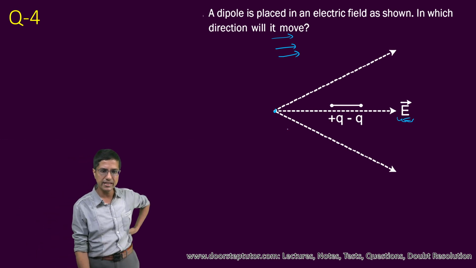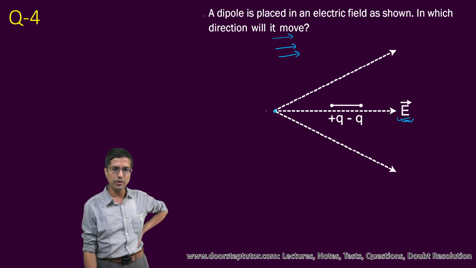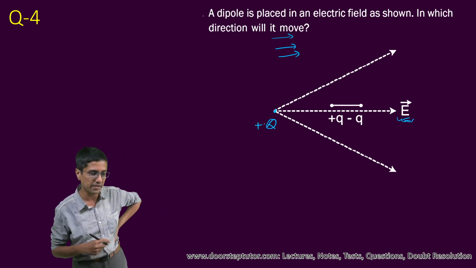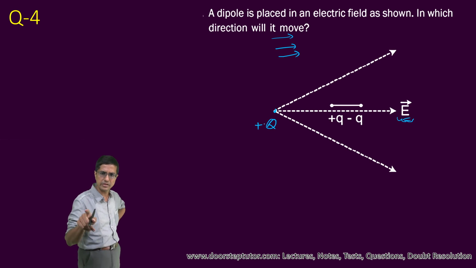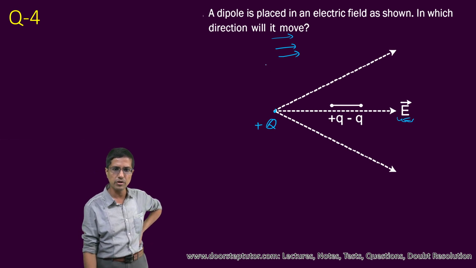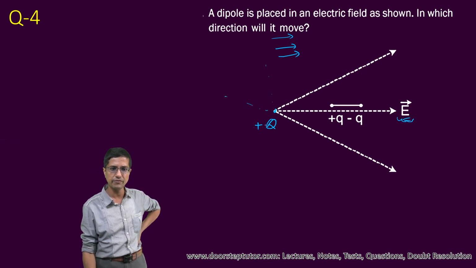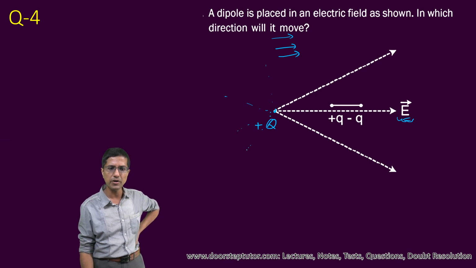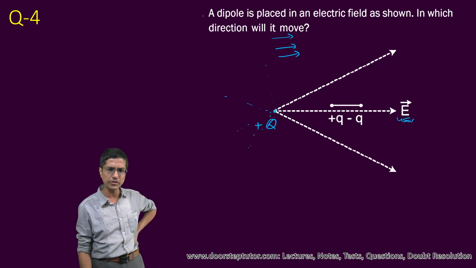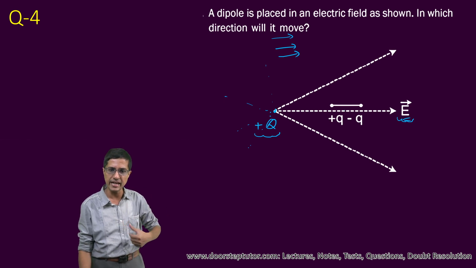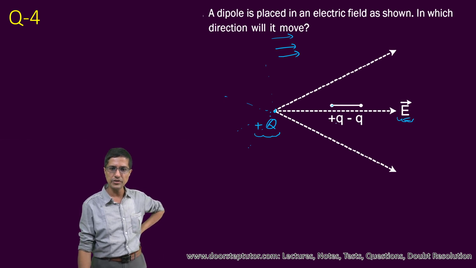This electric field is actually, we can say, produced by a positive charge right here, plus Q, a positive charge placed right here. Something like that can produce such an electric field. Of course there will be more lines of this electric field which have not been drawn, but those are not important either. Now this dipole, the positive charge is towards this big Q positive charge, and the negative charge of the dipole is a little further away.